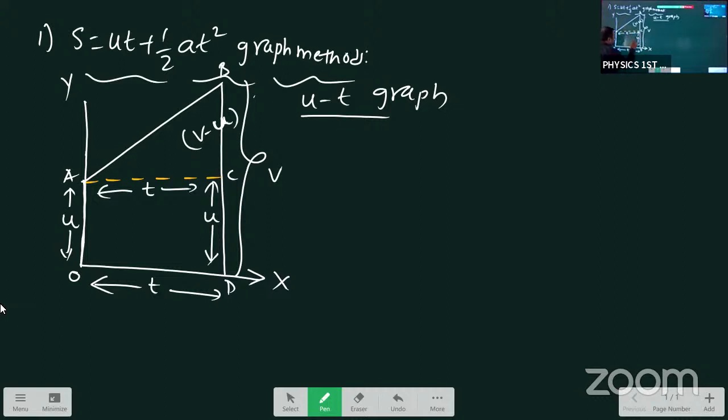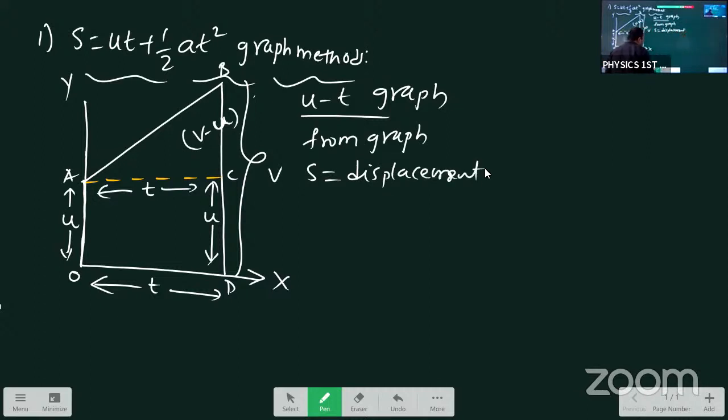U, the quite opposite side is U. T, the opposite is T. From B to D point, V is the final value. The balance is V minus U. Now from this graph, we write like this. From the graph, displacement is nothing but the area of OABD. The area OABD indicates displacement.